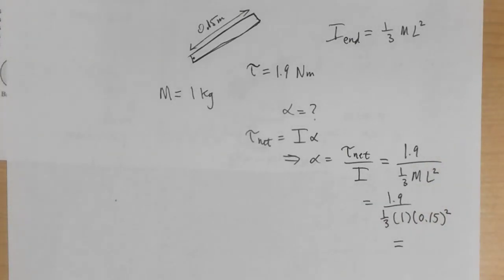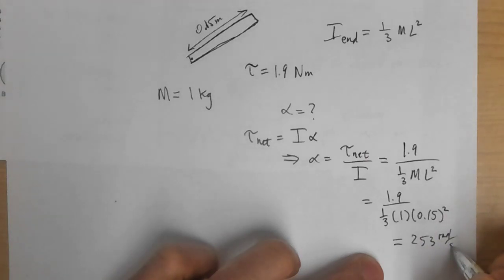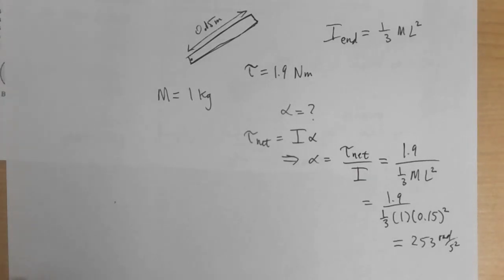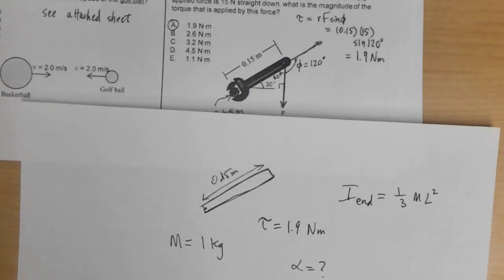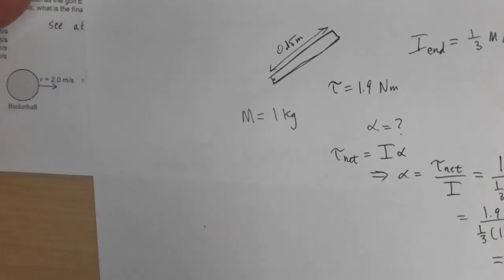And so we'll add our calculator. And so we get 253 radians per second squared. All right, that's about all I wanted to do for that problem. So now let's go on.